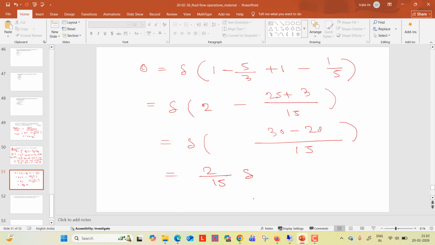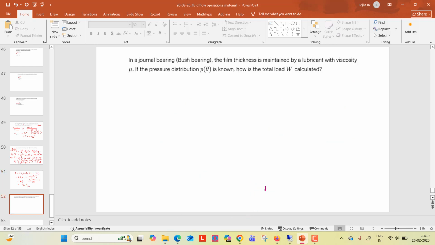Last question from this session: in a journal bearing or bush bearing, the film thickness is maintained by a lubricant with viscosity mu, and if the pressure distribution P of theta is known, how is the total load W calculated? The total load will be the integral of the pressure component over the bearing surface. There are two components, vertical and horizontal.